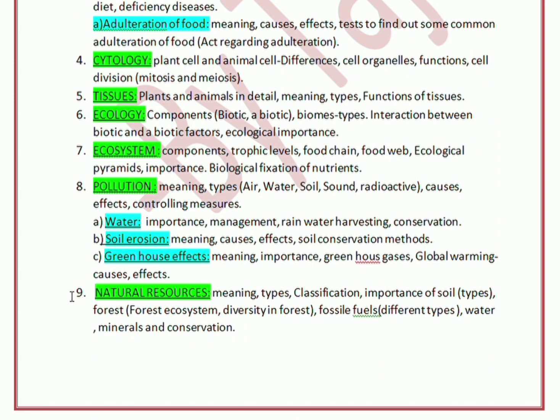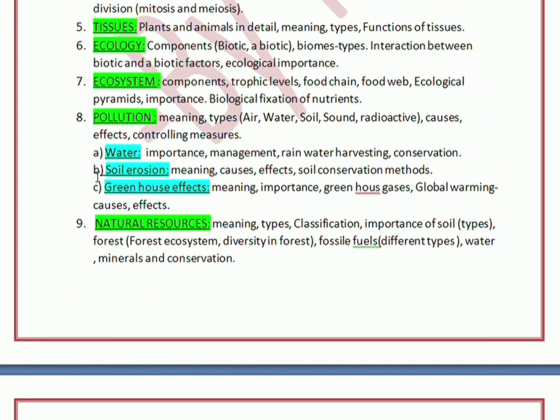Next, another very important concept that you have to learn is pollution. About pollution, meaning, types. In that, particularly air, water, soil, sound, radioactive. These kinds of pollution you have to learn along with the types and causes, effects and controlling measures also. Along with that, water, importance of water, management of water, that means conserving of water, as well as rainwater harvesting, conservation, everything you have to learn.